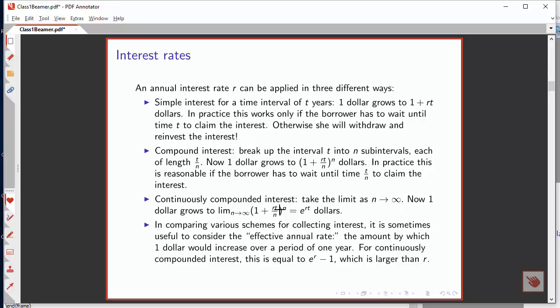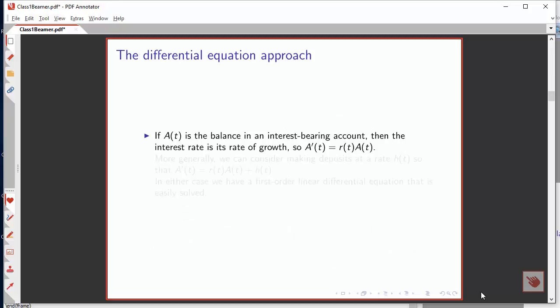When you're comparing various schemes for collecting interest, sometimes a useful figure to have in mind is the amount to which $1 would increase over a period of 1 year. For simple interest, that is just 1 plus r, but if you have compound interest, it becomes a bit larger, and for continuously compounded interest, where it will grow from $1 to e to the rt dollars, the amount by which $1 will increase is not r, it's e to the r minus 1, which is a little bit larger than r itself.